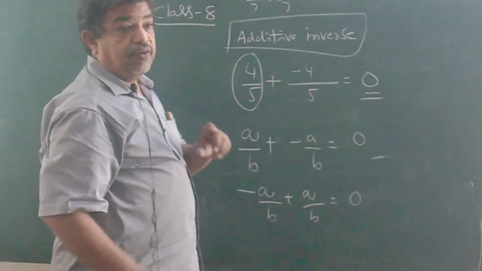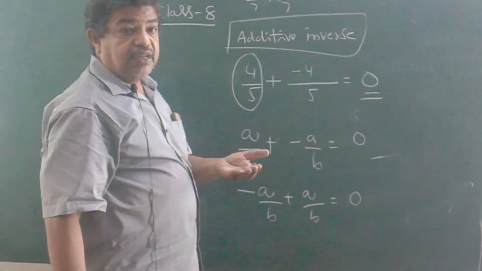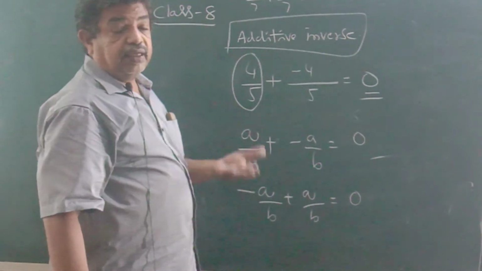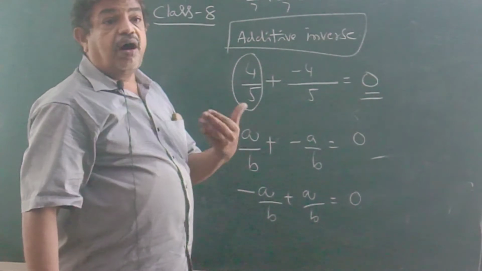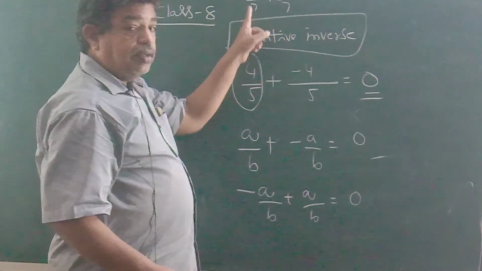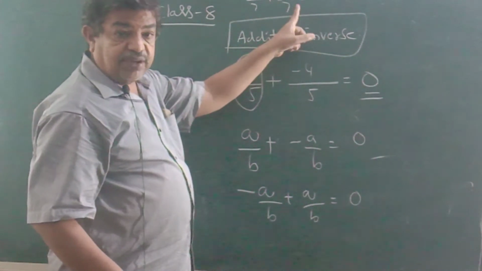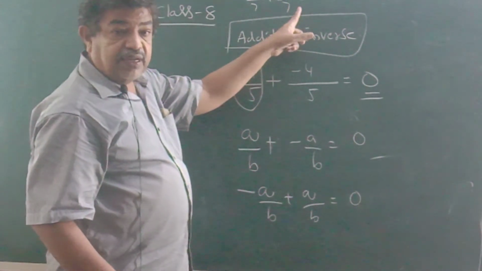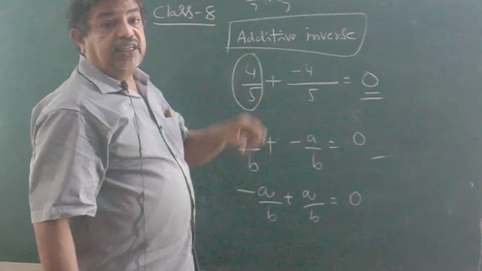So what we understand from additive inverse: if a rational number is given which is positive, its additive inverse will be opposite in sign, that is, its negative value. If you have minus 5 by 7, its additive inverse is plus 5 by 7. If you have plus 5 by 7, its additive inverse is minus 5 by 7.